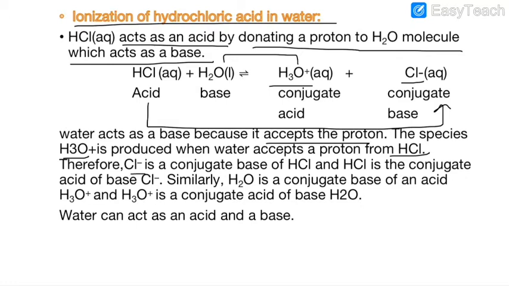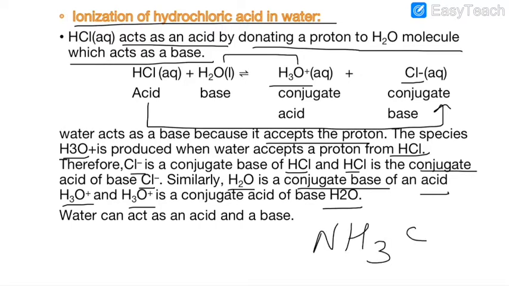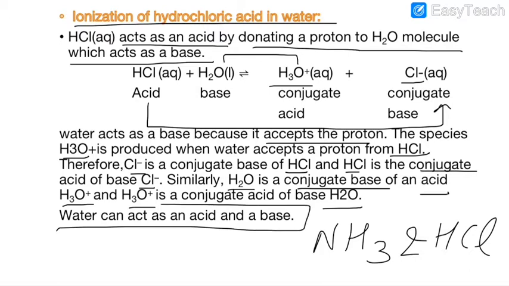Therefore, Cl minus is the conjugate base of HCl and HCl is the conjugate acid of the base Cl minus. Similarly, H2O is the conjugate base of the acid H3O plus, and H3O plus is the conjugate acid of the base H2O. Here, with the help of these two examples, NH3 and HCl, we can very easily conclude that water can act as an acid and a base.